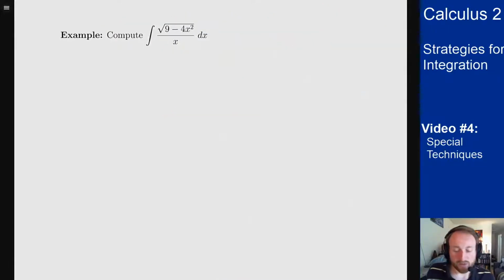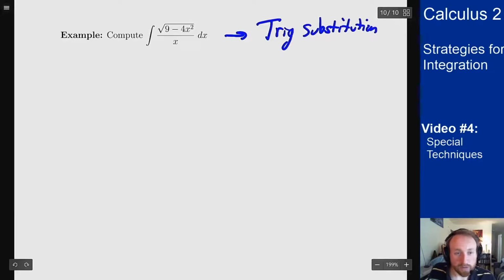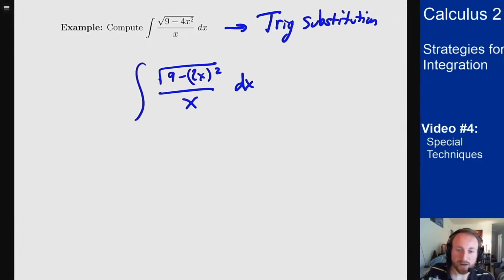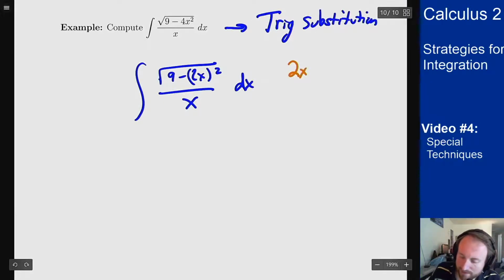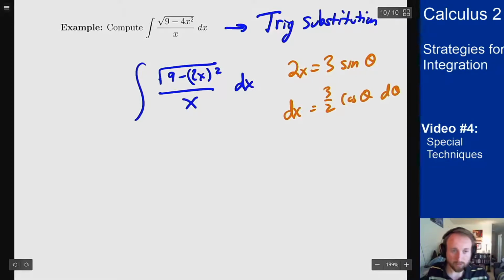So the example I want to look at is this one here. Compute the integral of square root of 9 minus 4x squared over x dx. And the point you should see here is since I see a 9 minus 4x squared, this means I should be thinking trig sub. So first I'll rewrite the integrand a little bit, which since I now see a 9 minus stuff squared, means I should set my substitution to be 2x is 3 sine of theta. So then dx is going to be 3 halves cosine theta d theta after I divide through by 2.